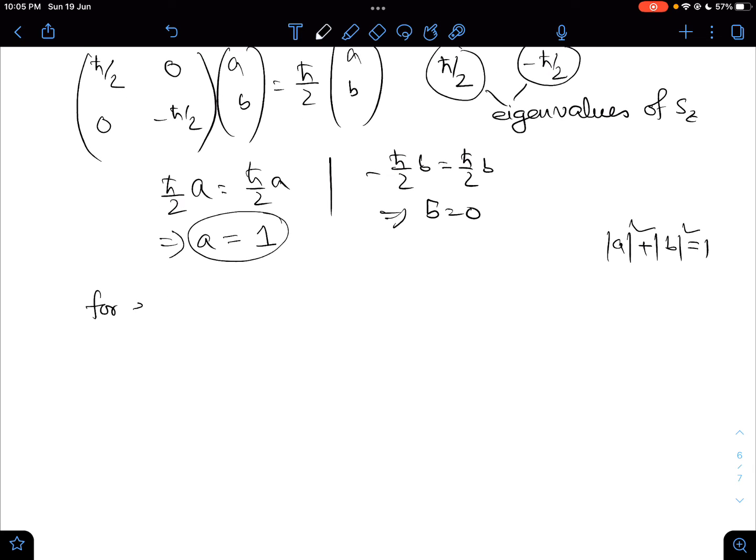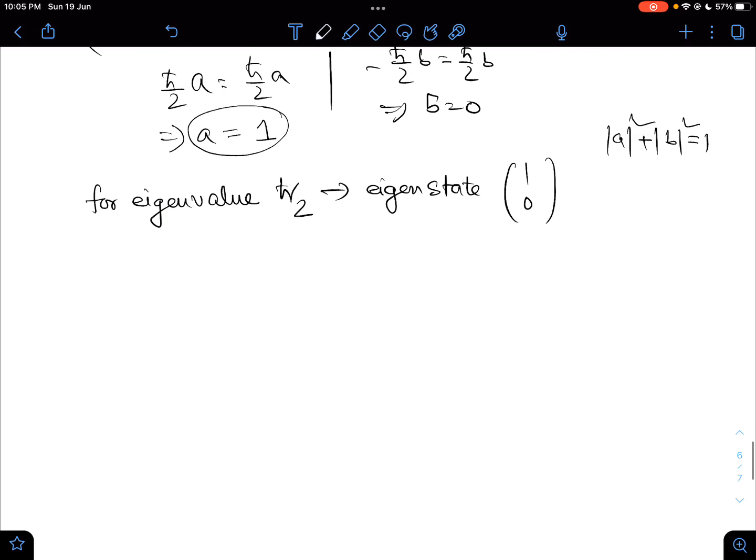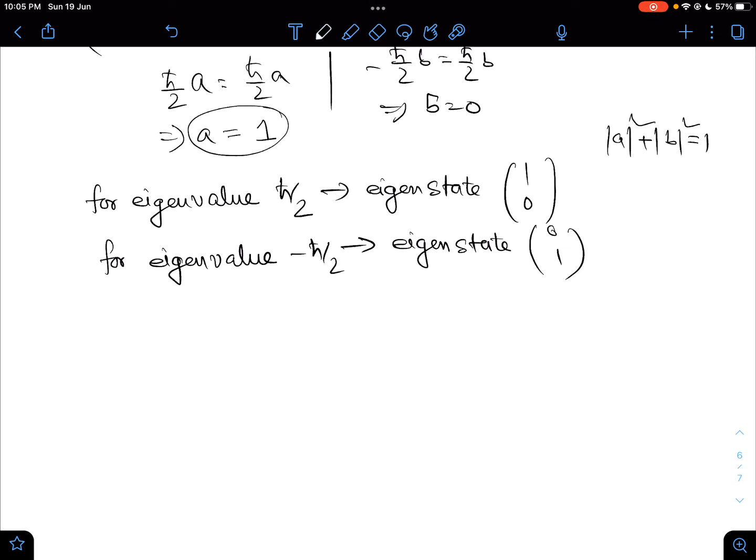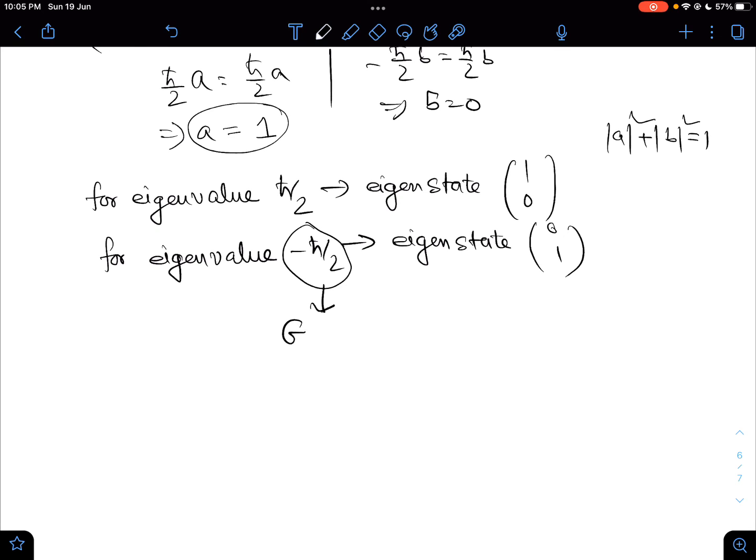So for eigenvalue h cut by 2, we have eigenstate 1 0. And similarly, if we calculate for eigenvalue minus h cut by 2, we have our eigenstate to be 0 1. So what is our ground state energy? This is our ground state energy because this has lesser value than this. So this is the ground state energy and this is our first excited state energy.